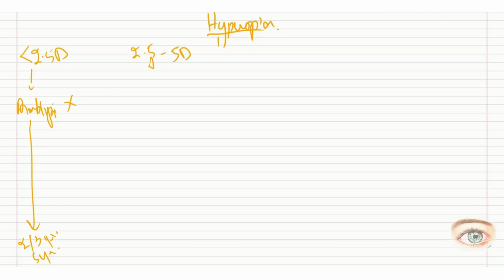We are going to observe the patient's behavior towards near target, right? Now, if the hyperopia is greater than 5 diopter, again, we are going to correct the patient, give prescription to the patient despite his or her age.